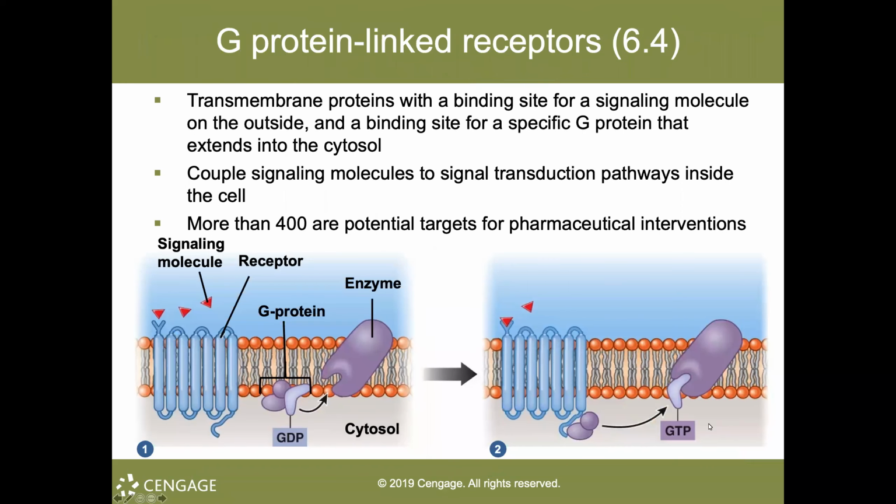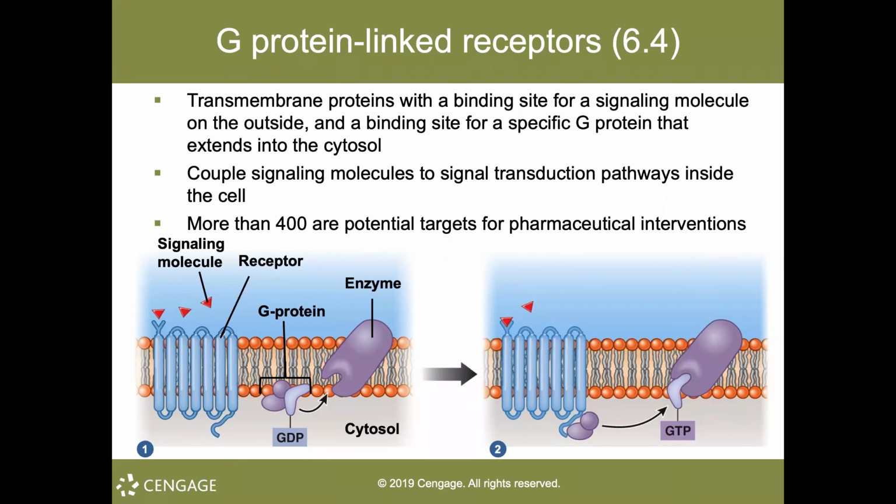Next, we have the G protein linked receptors. So G protein linked receptors, this is shown in blue. These are transmembrane proteins with a binding site for a signaling molecule on the outside of the cell. And it also has a binding site for a G protein that extends into the cytosol. And so what the G protein coupled receptor does is couple the signaling molecule to signal transduction pathways on the inside of the cell.